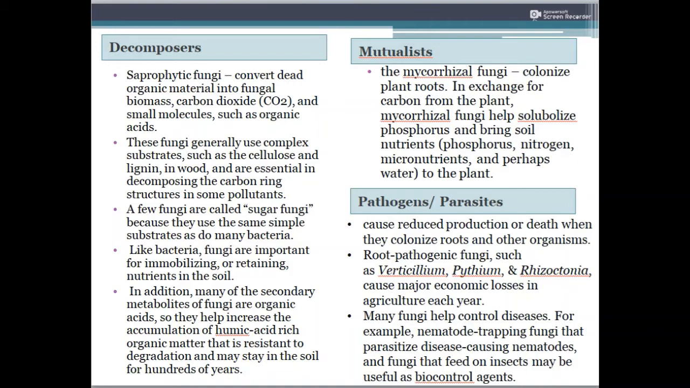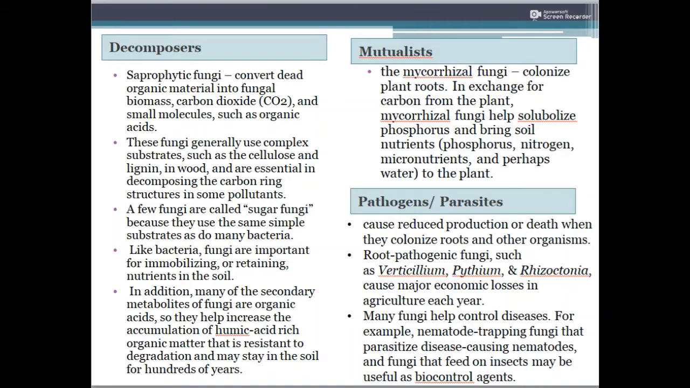And then you also have pathogens or the parasites, which cause diseases in the plants. For example, verticillium, pythium, rhizoctonia, these are all important types of pathogens which grow in the plants. And there would be also certain parasitic ones. And some of the fungi also help to control various diseases. For example, there are nematode trapping fungi which can parasitize the disease causing nematodes, and the fungi will feed on them, and that can be used as a biocontrol agent also.